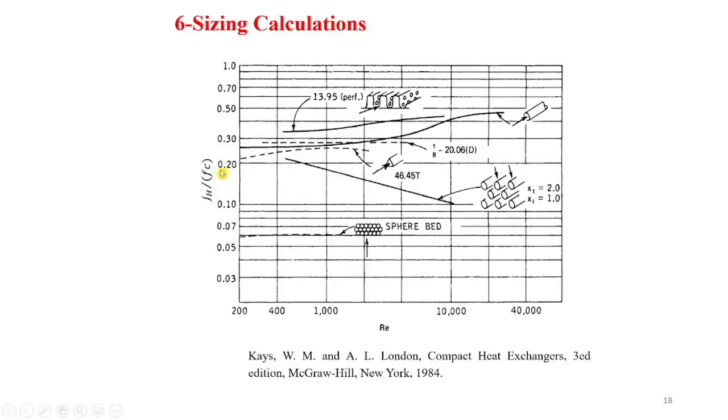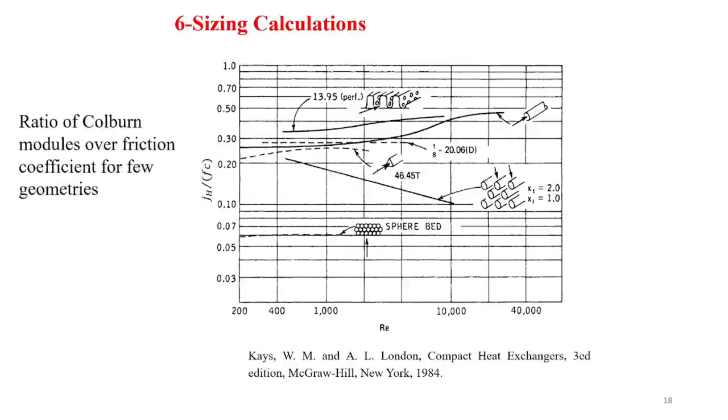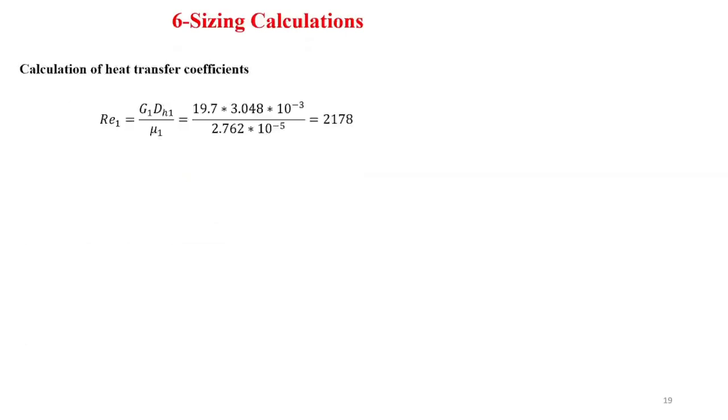You know the surface, so you go to Kays and London and draw the ratio of JH divided by f for different values of Reynolds number, and then you pick some kind of an average value for Reynolds number and you get this ratio. Of course, in our assumption, we are assuming that this ratio is going to be 0.3 for both G1 and G2 estimation. This is, as we said before, the ratio of the Colburn modulus divided by the friction coefficient. Now, we found the value for G1 and G2.